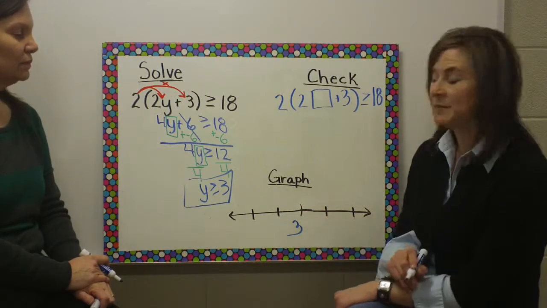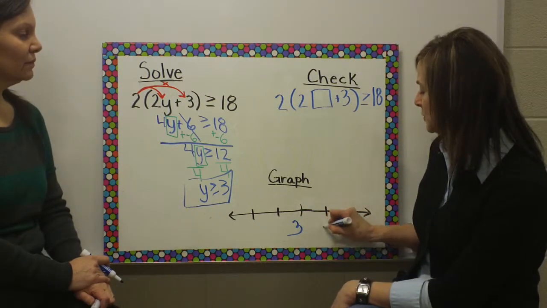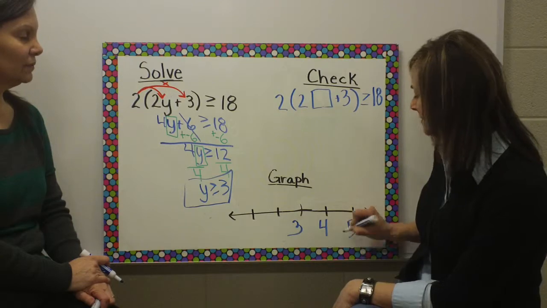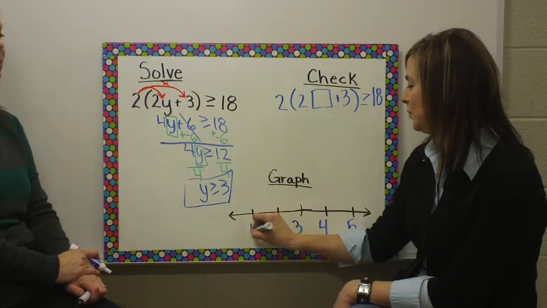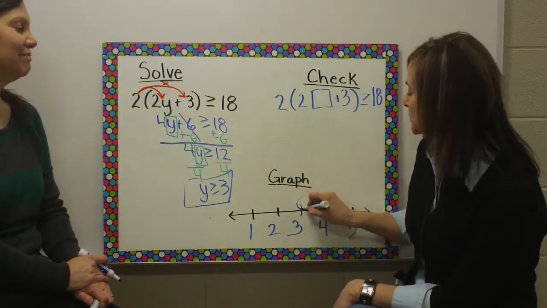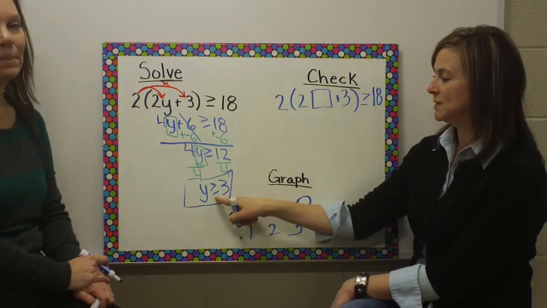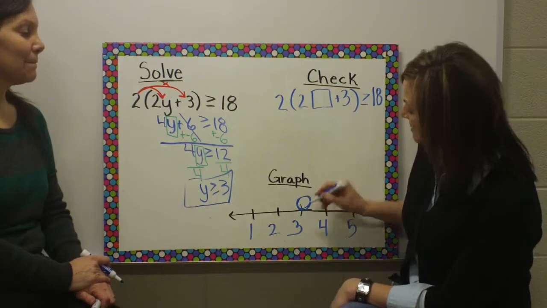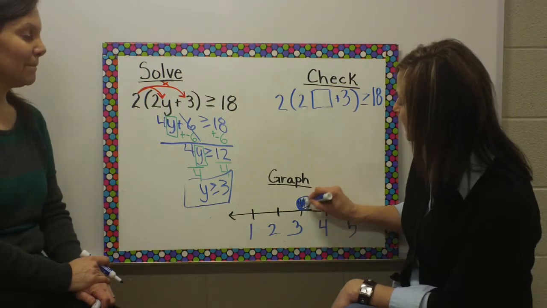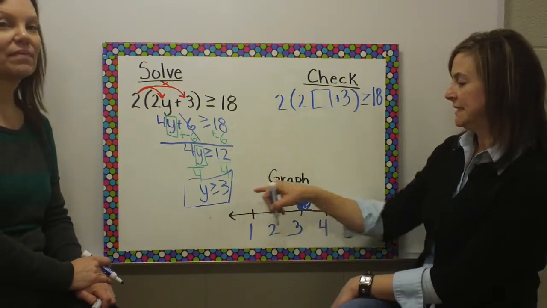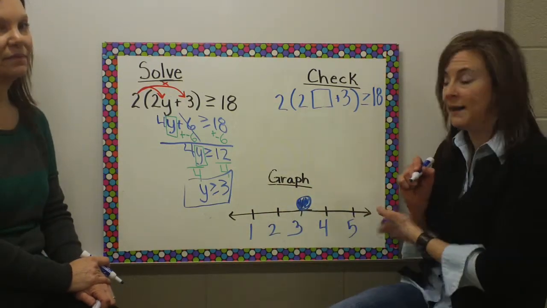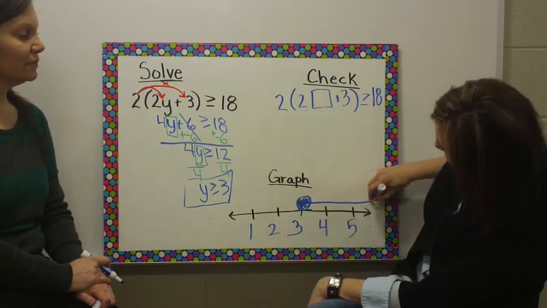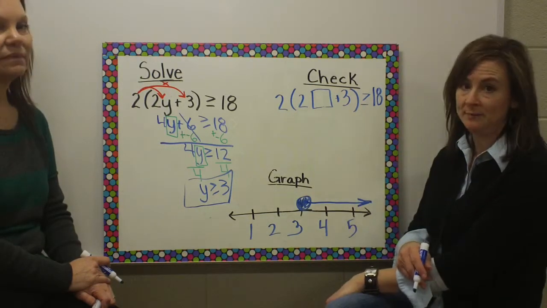I can start graphing by putting 3 in the middle. I'm going to choose intervals of 1, so 3, 4, 5, getting bigger, getting smaller, 3, 2, 1, blast off. So we're going to circle above the 3. I am noticing that it includes 3. So to demonstrate that, I fill this in. Since I have my variable written first, it points me in the right direction. Y is greater than or equal to 3, so greater than means go to the right.